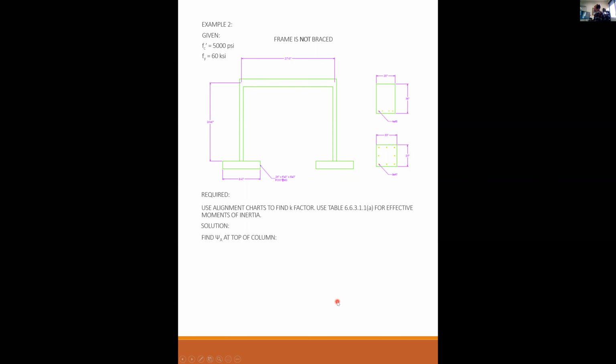Solution: find psi A at the top of the column. Psi A is equal to, okay, so we have basically the same numbers. Moment of inertia is 9,333, modulus is 4031, length is 288 for the column, and 4031, 27,216 for the beam, over 324 inches for the length of the beam. We get the same 0.386 factor for psi A. Psi B at the foot of the column, these are all the same numbers. We get 0.82 now for the foot of the column.